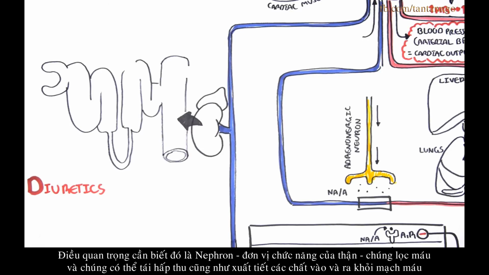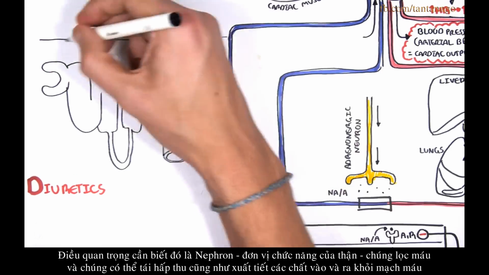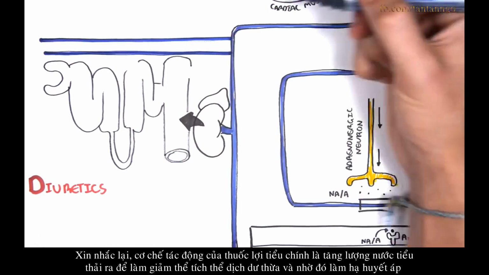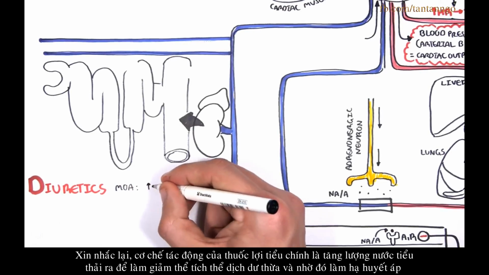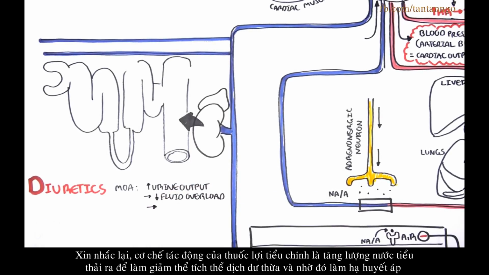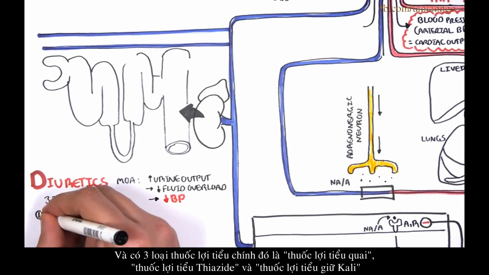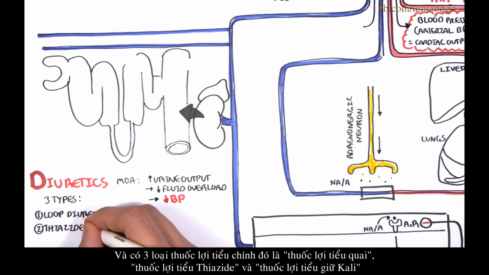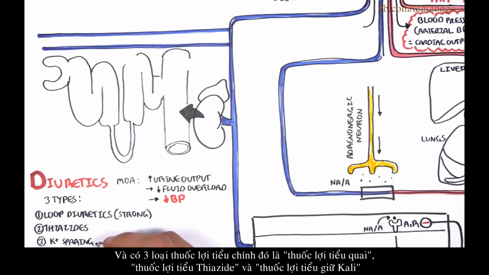It is important to understand that the nephron, the functional unit of the kidneys, filters things from blood, and allows for secretion and reabsorption of things in and out of the blood vessel. So here I'm just going to draw a vessel, a vein, let's just say, a vessel. And so the mechanism of action of diuretics, again, is to increase urine output, decrease fluid overload, and this will decrease blood pressure. And there are three types of diuretics, three main ones. These are the loop diuretics, which is the strongest of the lot, the thiazide diuretics, and the potassium-sparing diuretics.